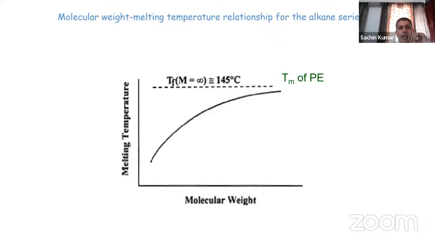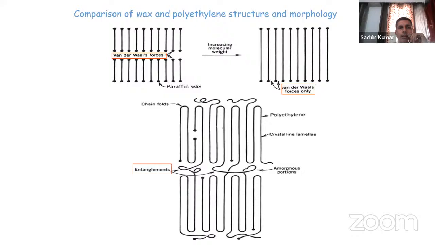Then its effects on temperature also. As we increase the molecular weight, the melting temperature of a polymer increases, but again saturates after a certain level, because beyond that the bending of the chain starts and there is no further increase in intermolecular forces of attraction, which leads to the saturation point. And again, a comparison of wax and polythene.